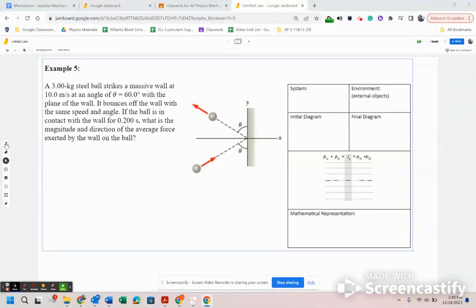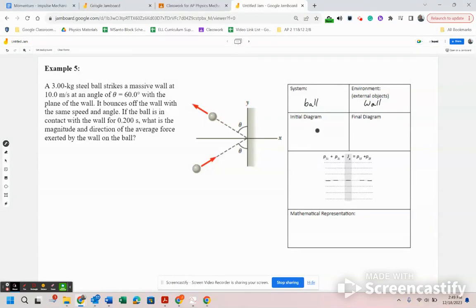All right, example 5. So we have a steel ball that strikes a wall. Our system here will be the ball. The environment's going to be the wall. Our initial picture is given to the left, and our final diagram is given to the left. So we know that the wall is going to exert a force on the ball that's directed to the left.